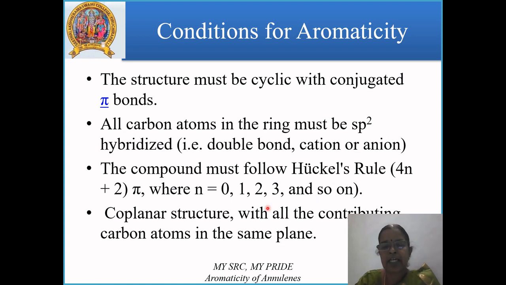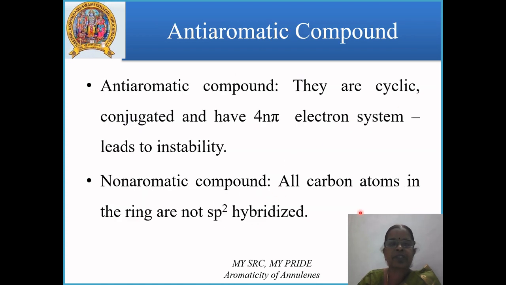What is the condition for a compound to be aromatic? An aromatic compound obeys Huckel's rule. What is Huckel's rule? A compound which is planar, cyclic, delocalized, and containing 4n plus 2 pi electrons is aromatic in nature. Aromatic compounds generally contain sp2 hybridized carbon.